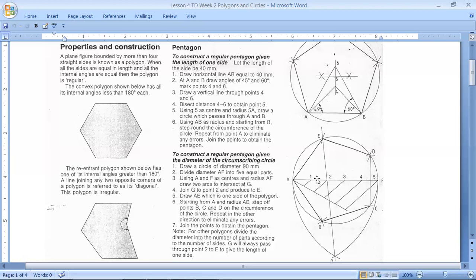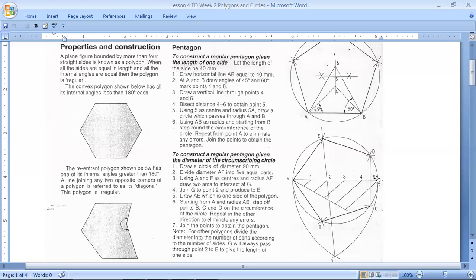And you need to divide this line into the number of sides that we want to create the polygon. If the polygon is 5 sides, we need to divide this line into 5 equal spaces. If the polygon is 6, we divide this line in 6. If it's 7, we divide in 7. If it's 8, 8. If it's 9, divide this line in 9 spaces. Right? In this particular case, the polygon has 5 sides, meaning we need to divide this line in 5 equal parts.